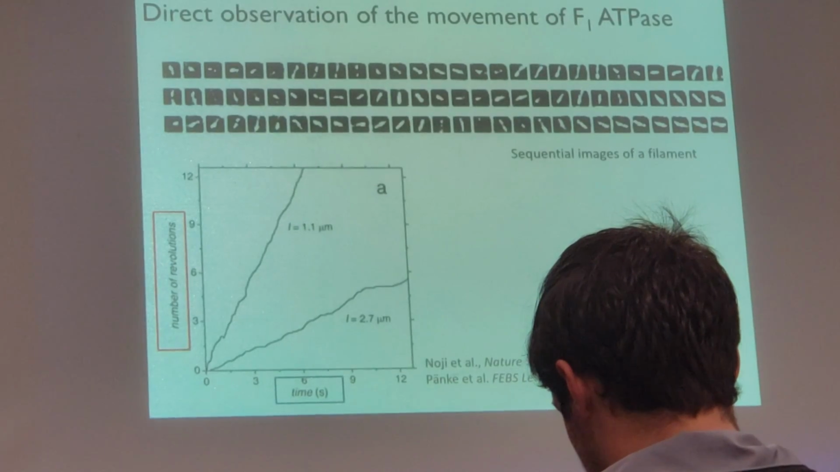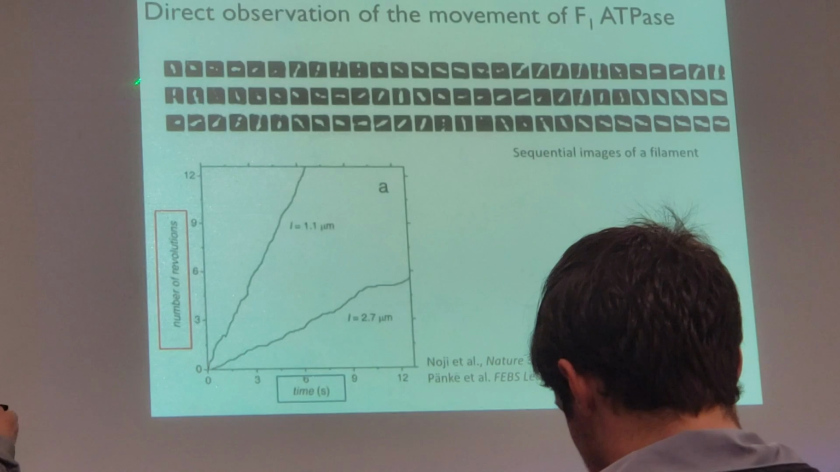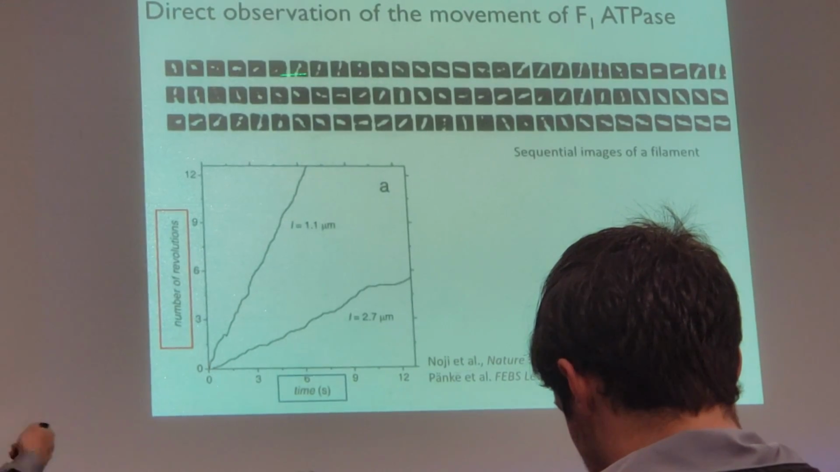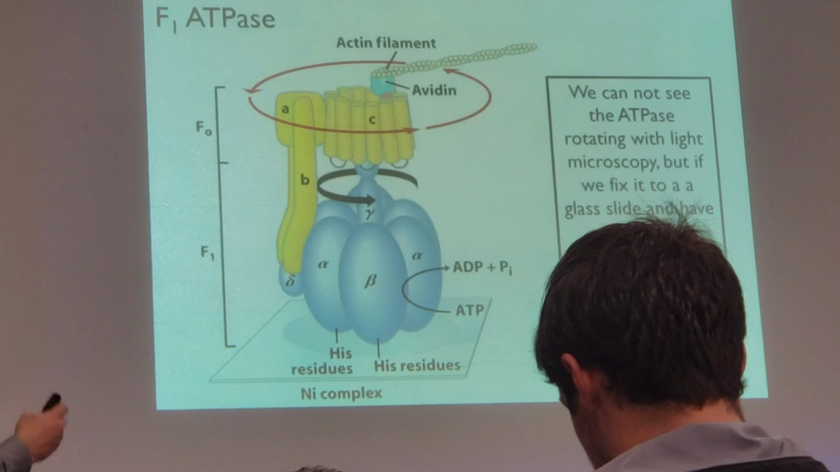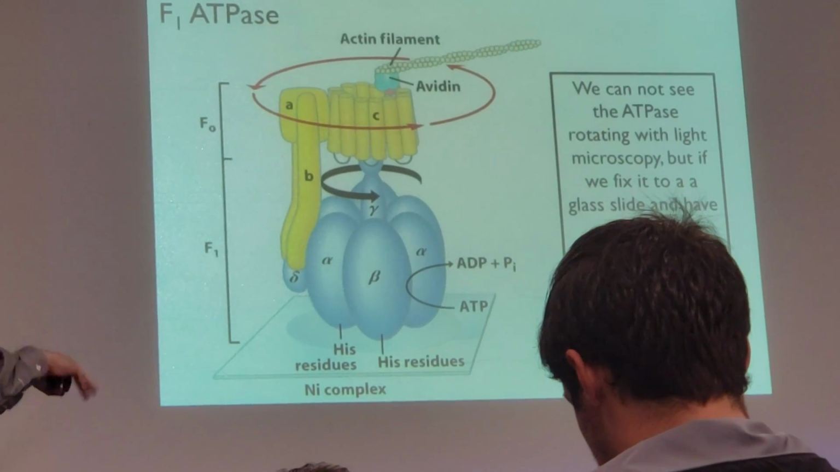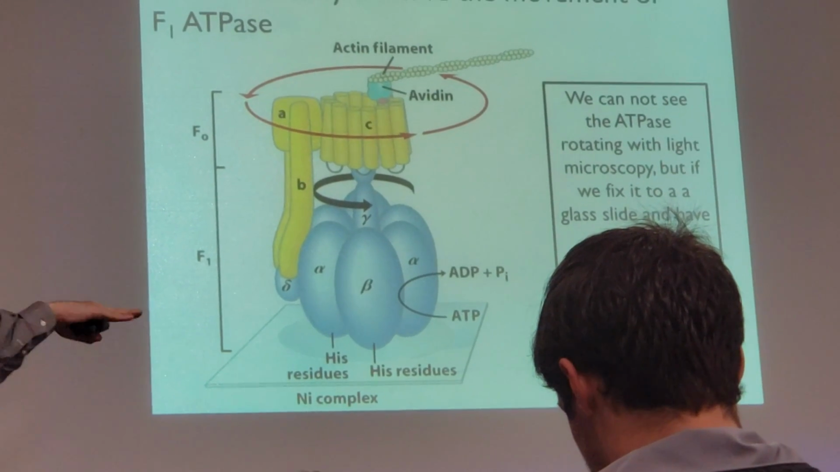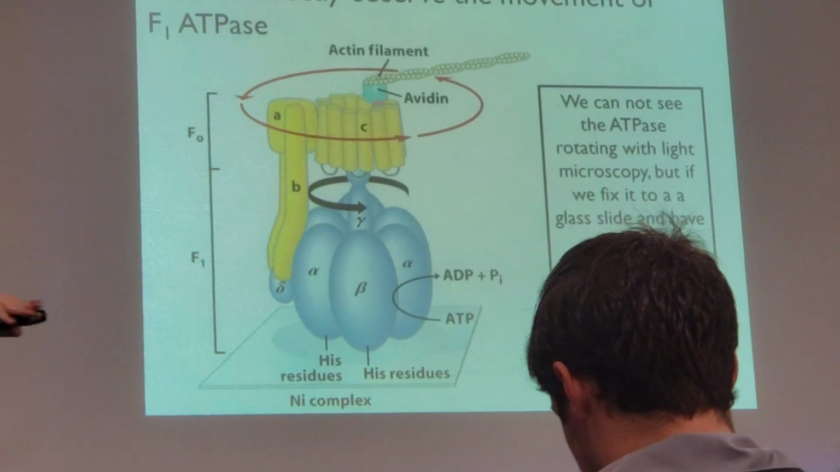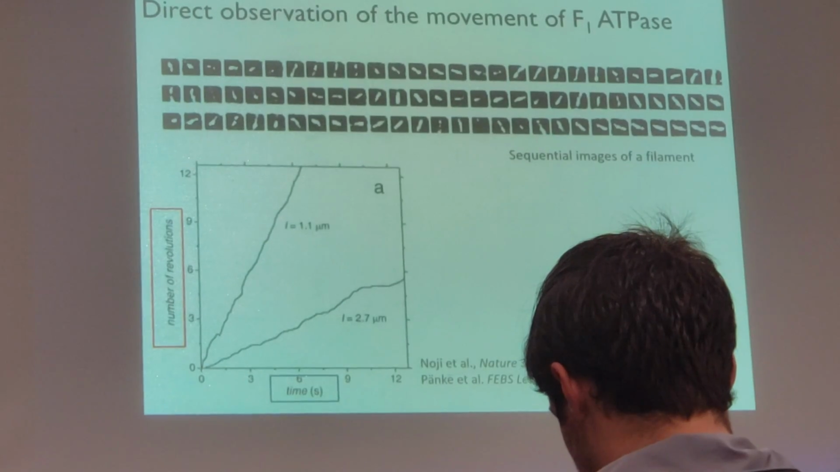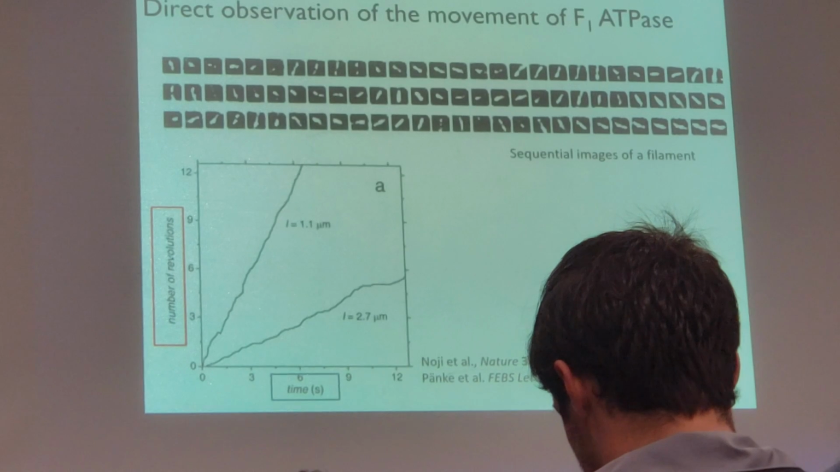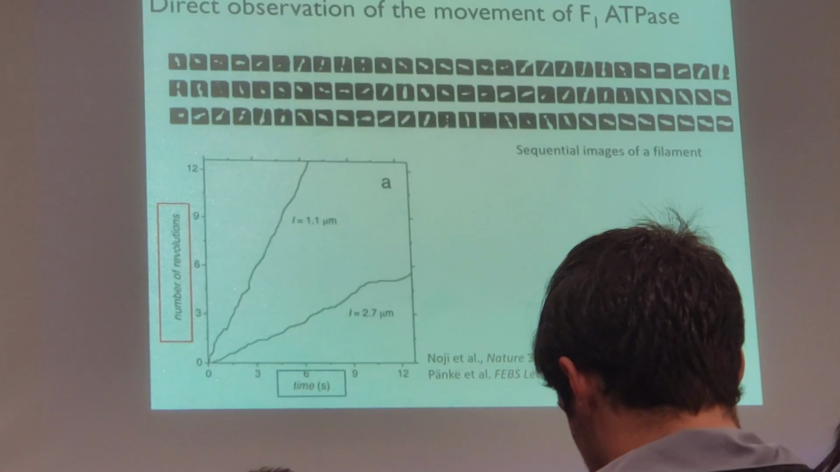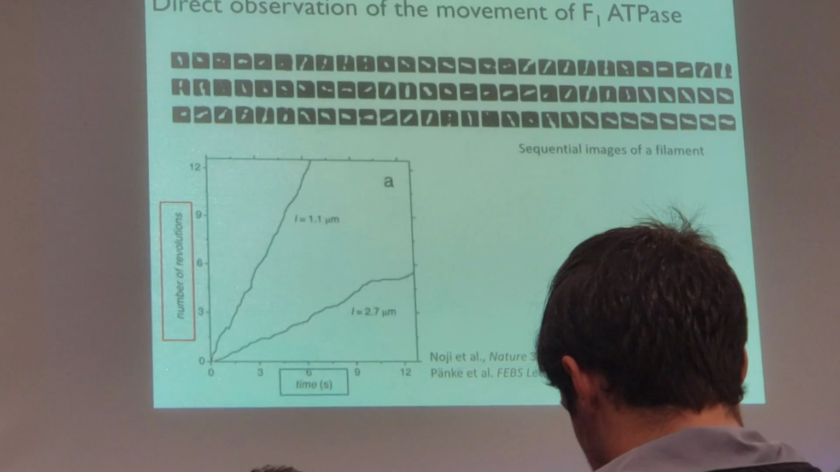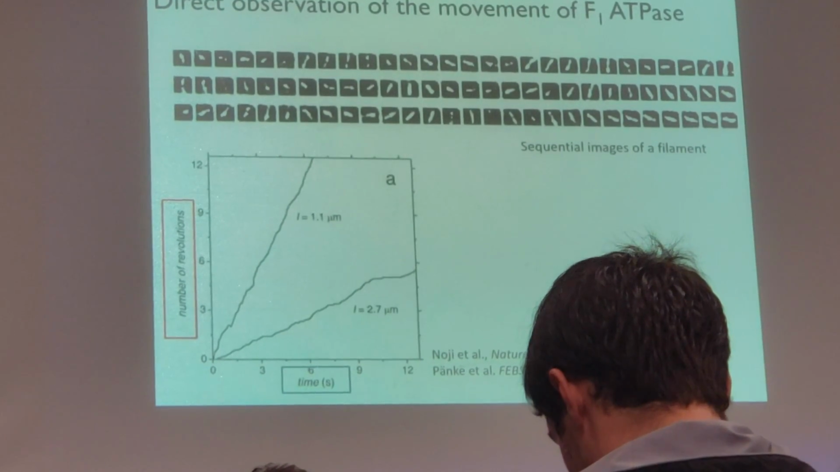All right, so what did I show you? The pictures are really cool. This is actually watching the spinning of the F1 ATPase. That's basically looking at this actin filament and looking down on it. If this thing spins, I should see the actin filament go in different orientations. And you can actually do that. Here it is in terms of the pictures, and you can see how this thing is rotating. You can get angles out of it, you can get speed out of it.